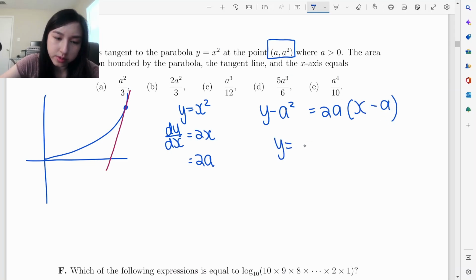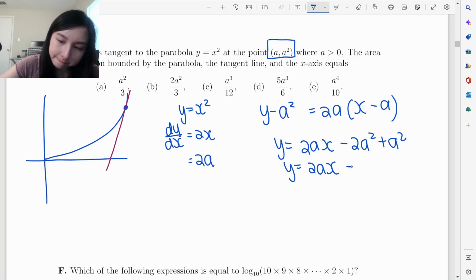y minus a squared equals 2a times x minus a, so y equals 2ax minus 2a squared plus a squared. y equals 2ax minus a squared.